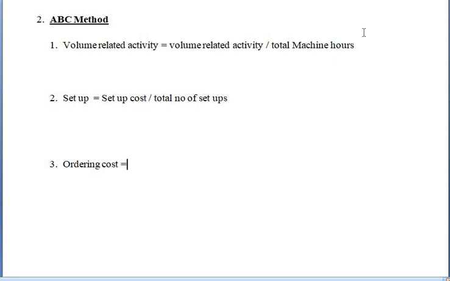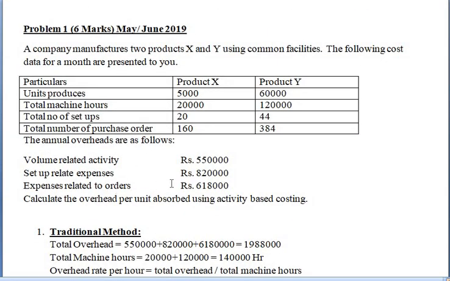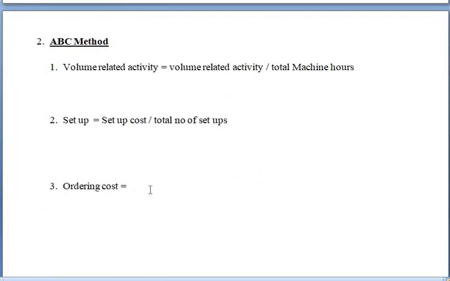And for third activity, expenses related to orders. So this is relating to ordering cost. So what's the basis for ordering cost? So total number of purchase orders. So ordering cost divided by total number of orders. So this is the formula for calculating activity driver rates.